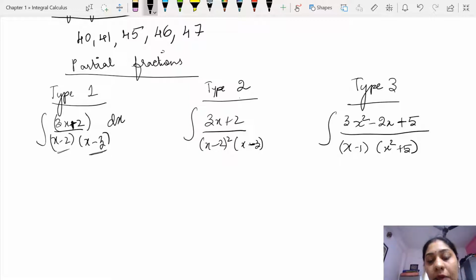In the second type we will have 3x + 2. Look at the same function, both are the same except for one difference. This function is a linear one. Here I've used a square. I've made this a quadratic function into another linear, so this becomes a cubic. This is a quadratic. The numerator is linear.